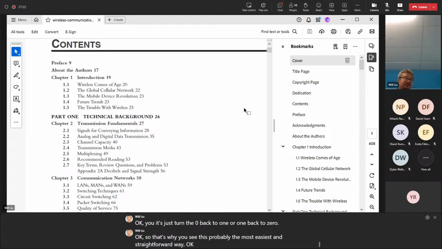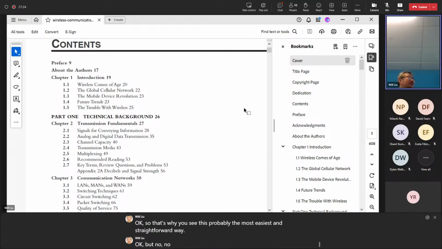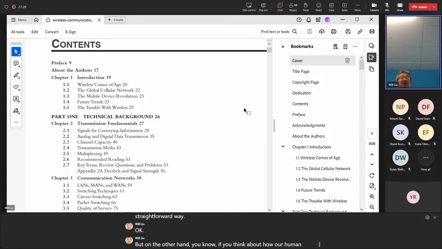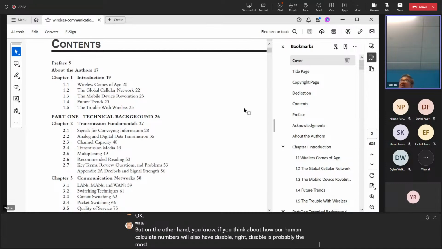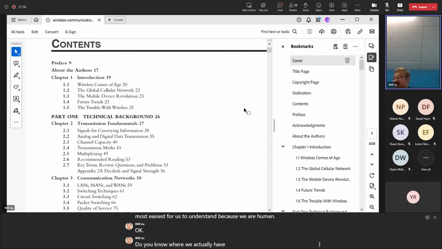On the other hand, if you think about how we humans calculate numbers, we also have decimal, right? Decimal is probably the easiest for us to understand because we are human. Do you know why we have this decimal system? It uses 10 numbers, right? So where does this come from? Can you guess?